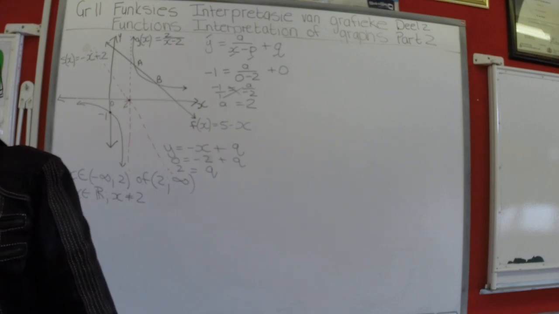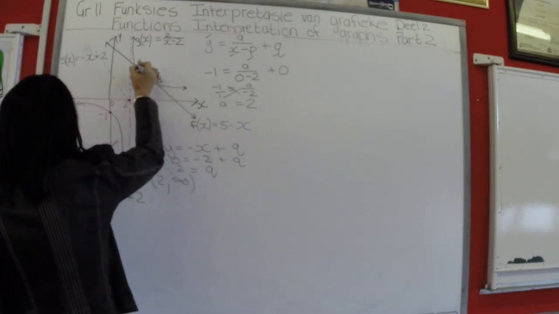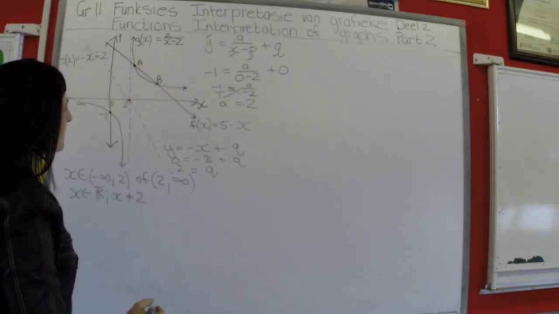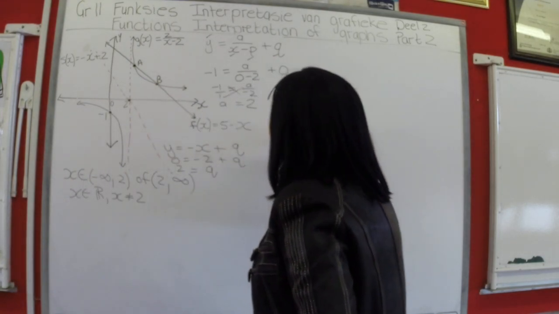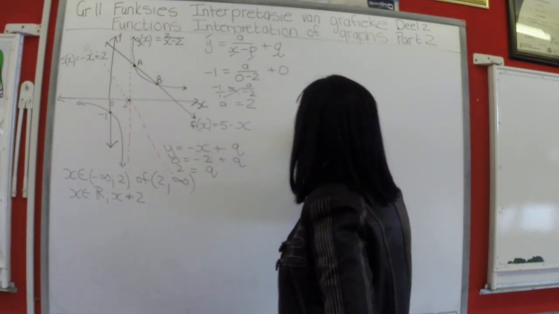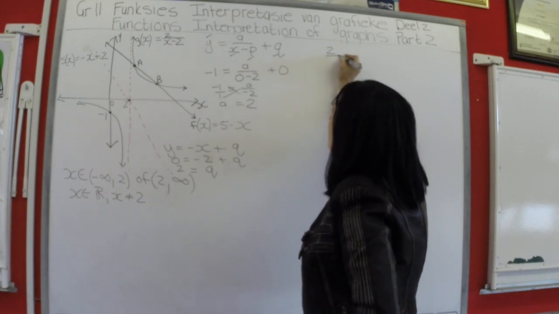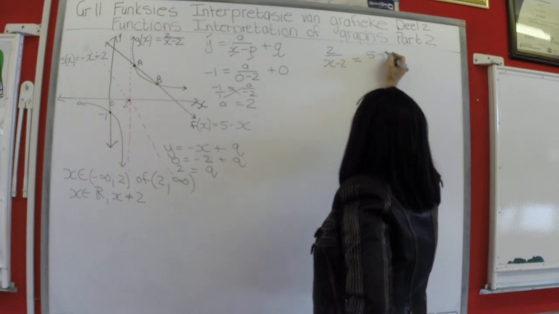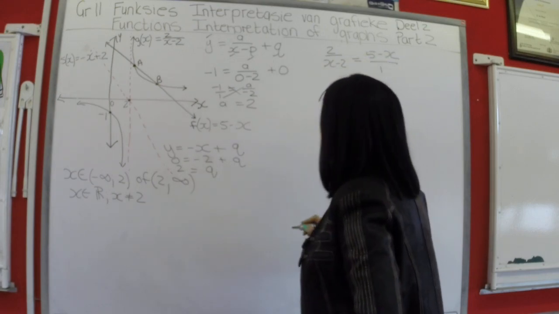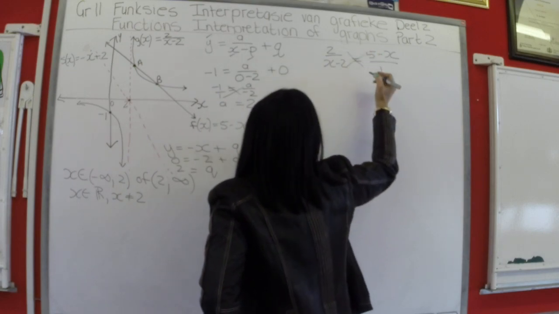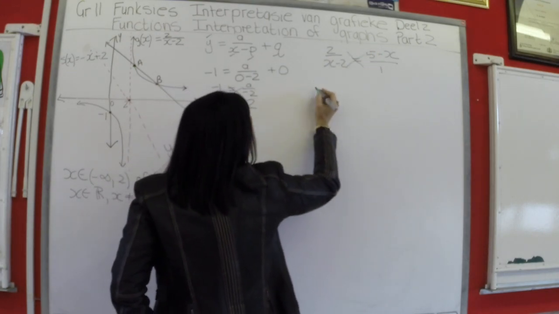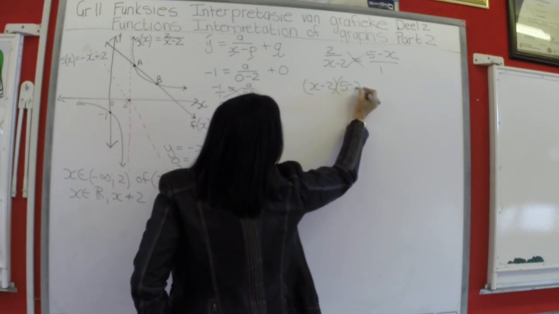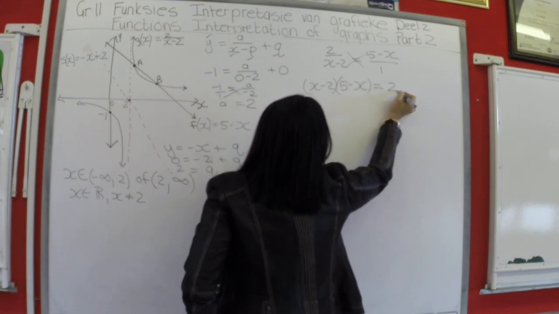Good, then I've got the coordinates of A and B. Determine the coordinates of A and B. That's where the hyperbola and this straight line intersect. So if it intersects, I equal it to each other. So ek gaan g(x) en f(x) gelykstel aan mekaar. So g(x) is 2 op x minus 2, wat gelyk is aan 5 minus x. So ek kan al twee kante maal noemer maak, and then I can cross multiply again. So ek het x minus 2 maal 5 minus x, wat gelyk is aan 2.